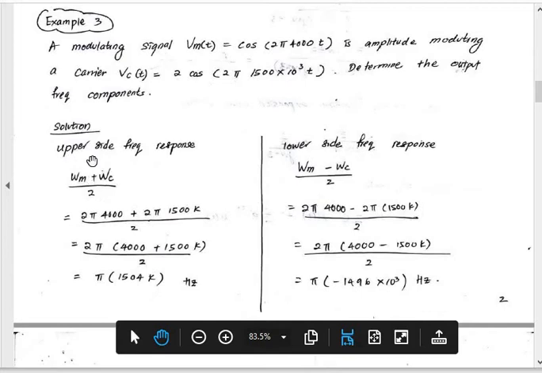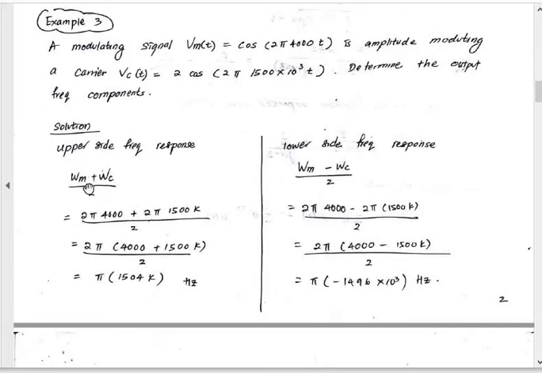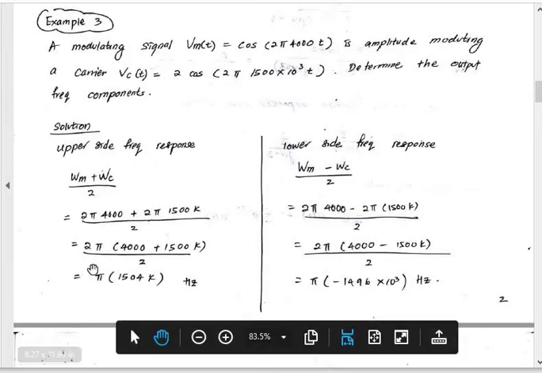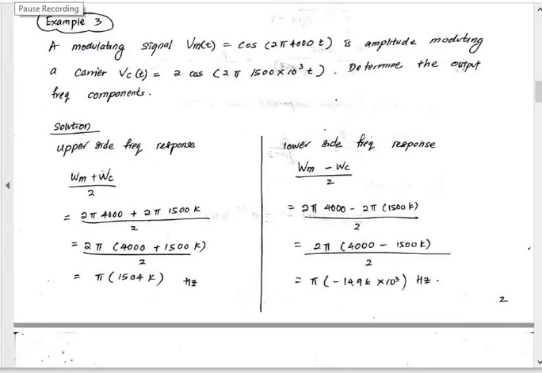So just now, the upper side frequency response is (ωm + ωc) over 2. ωm refers to the Vm here, we have 2π·4000. And for ωc we have the 2cos 1500k, divided by 2. That one is the upper side frequency response. And the lower side is also the same, but with the minus. Okay, class? Do you have any questions here?